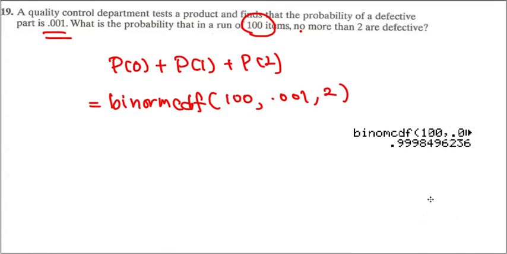So then it will be this. It will be our answer. If I were to round this one up, 0.9998. So 99.98% will be no more than 2 defectives.